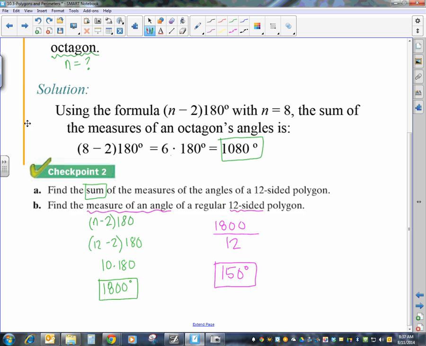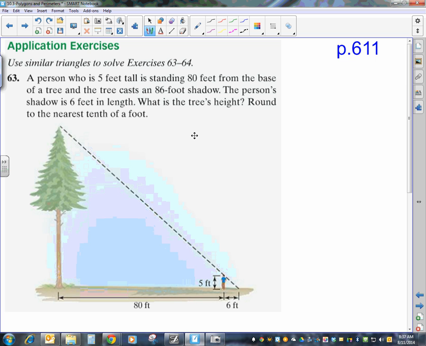Okay, the last thing I want to do is go back and refresh your mind. We have application problems like that, but I wanted to redo 2 from our previous lesson. So here is an example. A person who is 5 feet tall is standing 80 feet from the base of a tree, and casts an 86-foot shadow. The person's shadow is 6 feet in length. What is the tree's height? Round your answer to the nearest tenth of a foot.